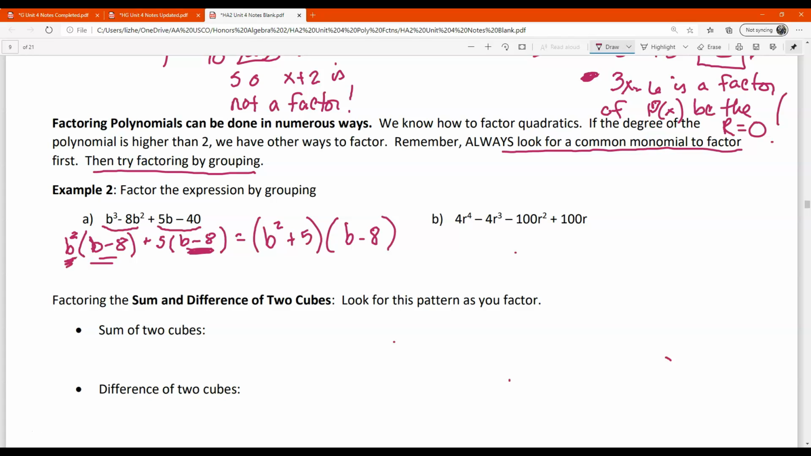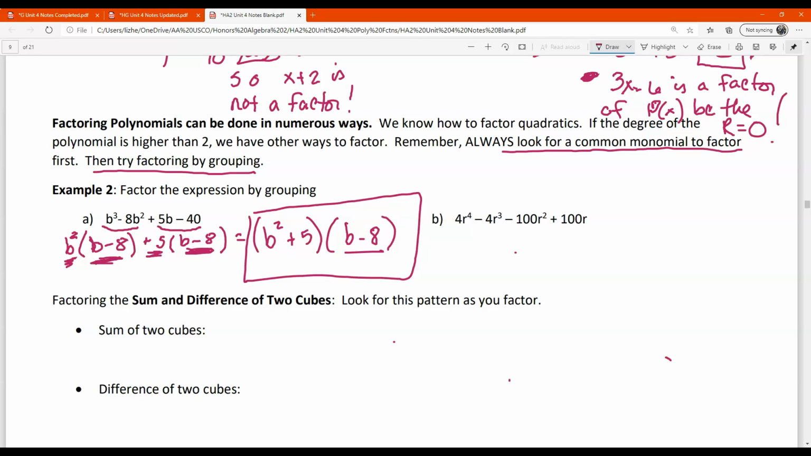There's your b squared, there's your plus 5. I take b minus 8 out of both of those right there, and I'm left with b squared plus 5. Now, once you have factored by grouping, you want to look. This is still a quadratic, so you want to make sure that nothing can be factored out of that. Like, is it a difference of squares? Is it a sum of cubes? There's different options. But in this case, we're done. Nothing else can be factored.